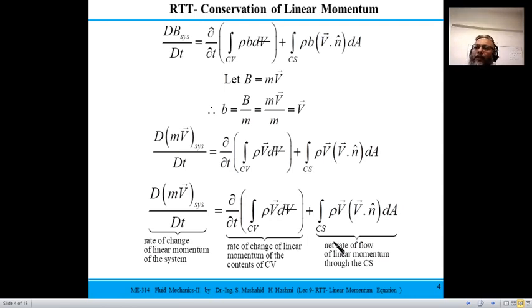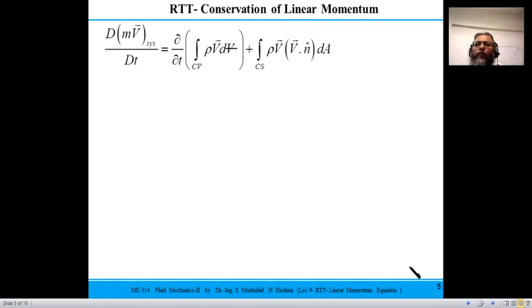And this would be the momentum flux term. Whatever momentum crosses the control volume through a control surface would be called a momentum flow term. So what is the momentum going out minus the momentum going in? This we will talk about in detail today.